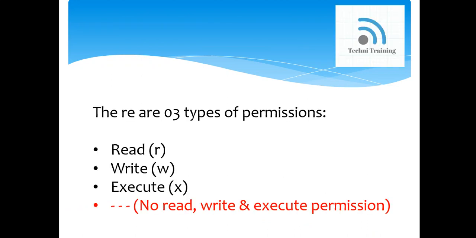There are three types of permissions: read, which stands for R, write, W, execute, X, and triple dash stands for no read, write, and execute permission. The read permission refers to a user's capability to read the contents of the file. The write permission refers to a user's capability to write or modify a file or folder directory. And execute permission affects a user's capability to execute files or view the contents of the directory.